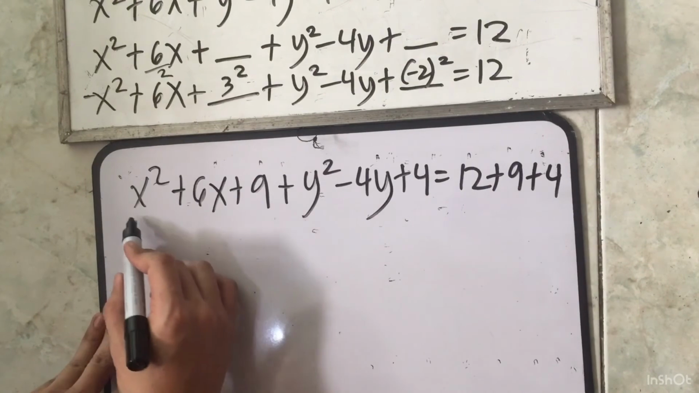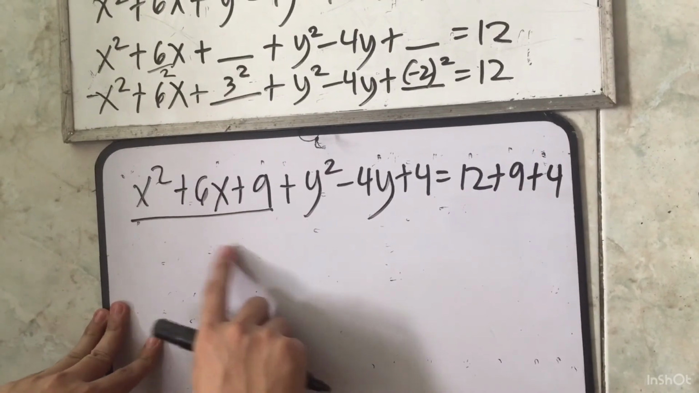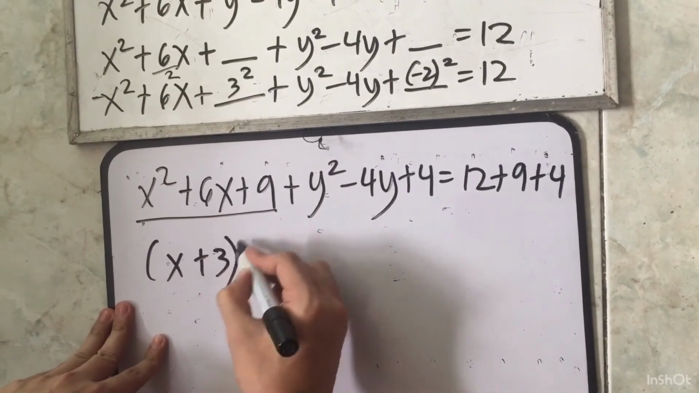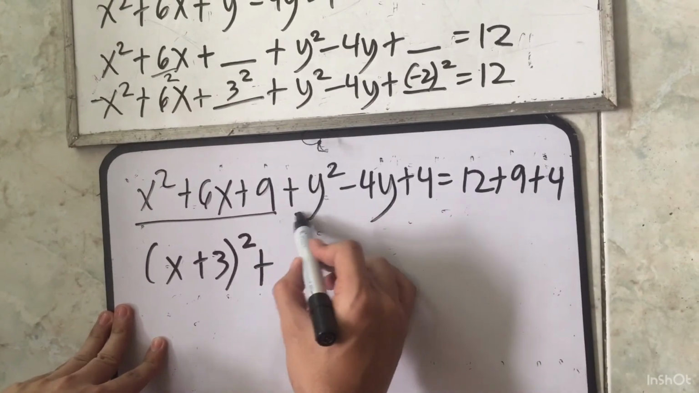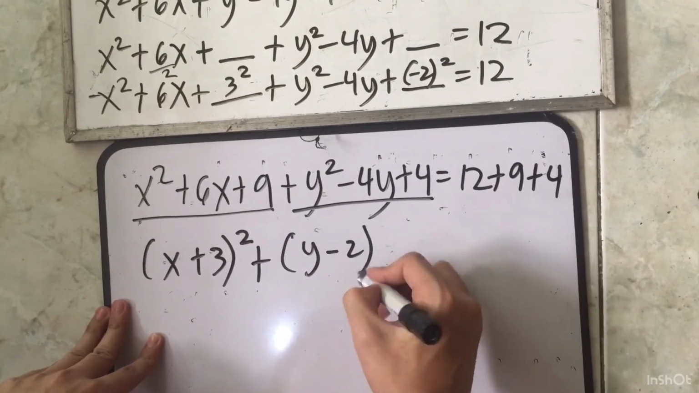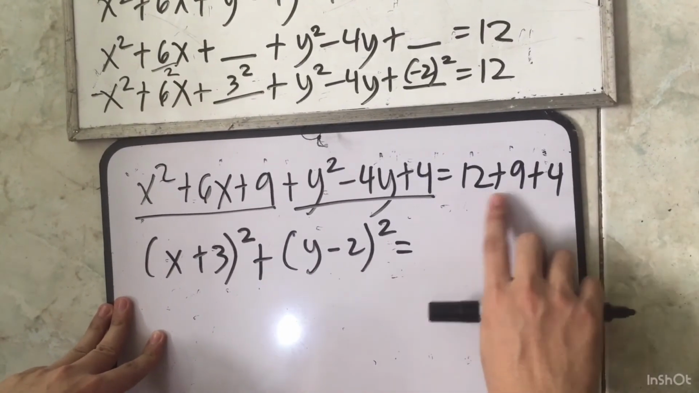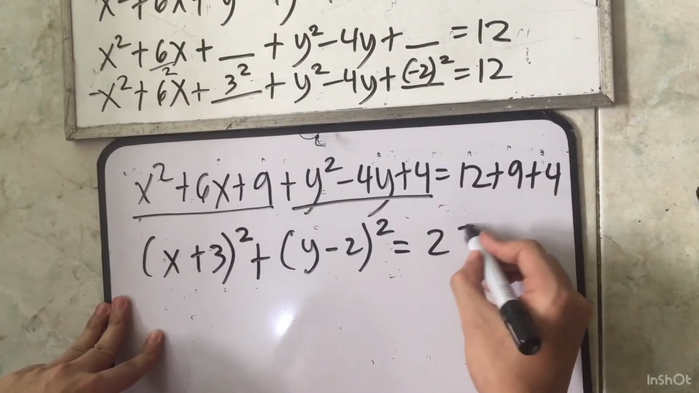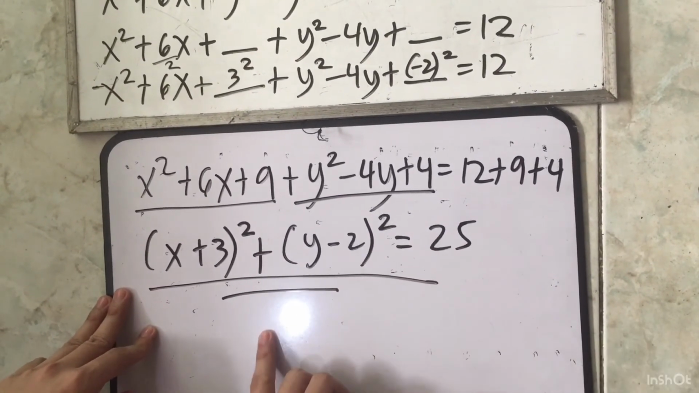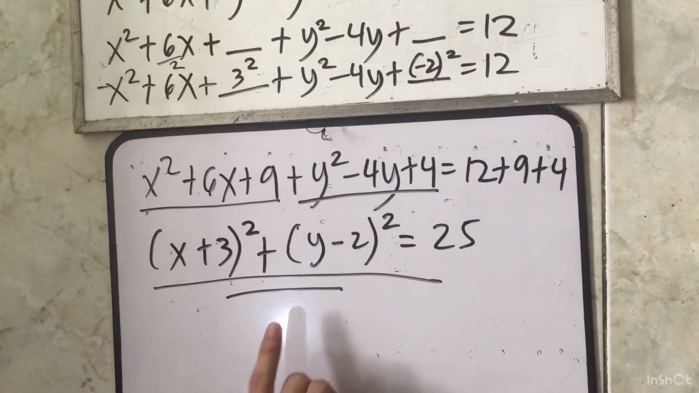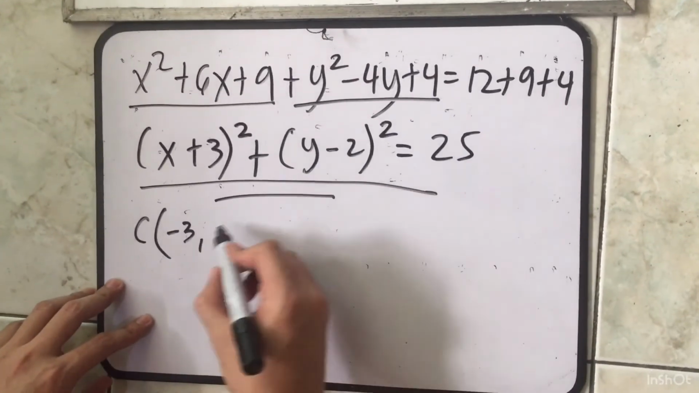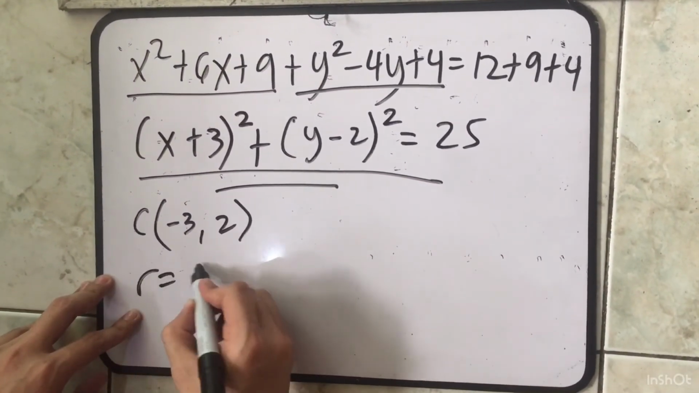Notice that this expression is a perfect square trinomial. It can be written as (x + 3)², plus this other perfect square trinomial, which can be written as (y - 2)², equals 12 + 9 + 4, which is 25. This is now the standard form of the equation. And this time, we can determine the center and the radius. The center is (-3, 2), and the radius is 5.